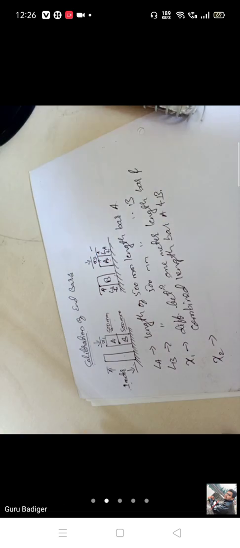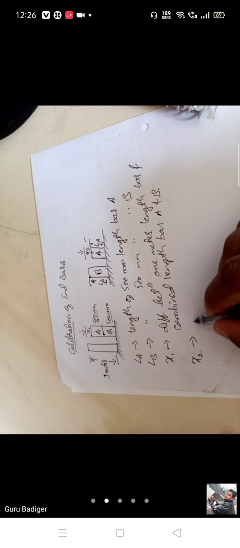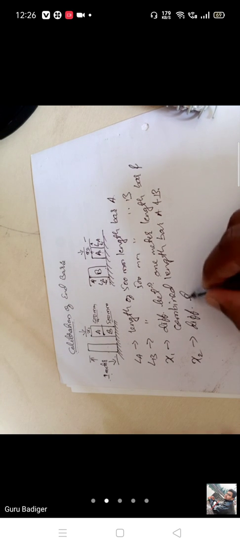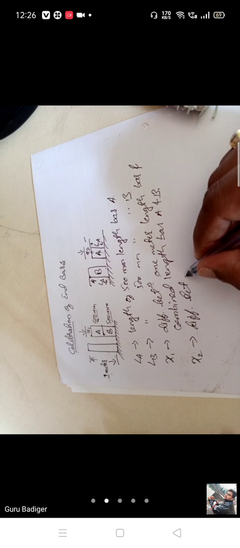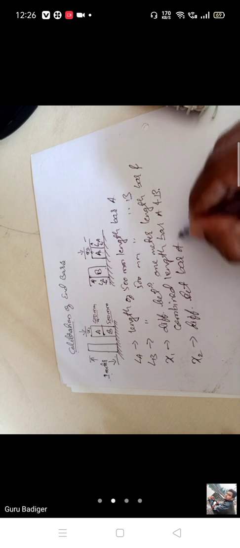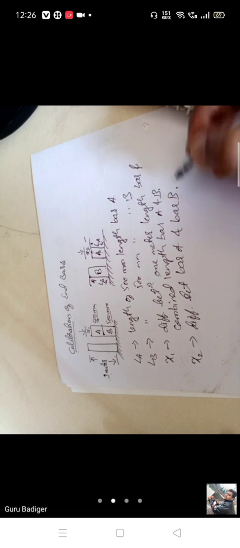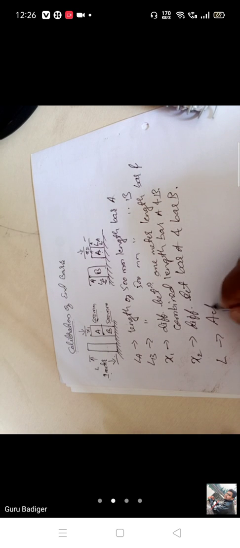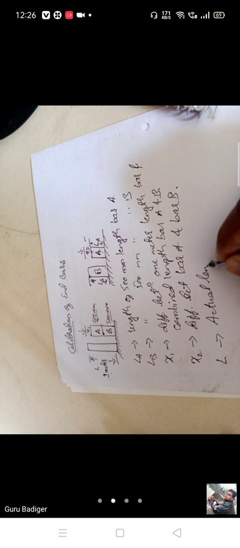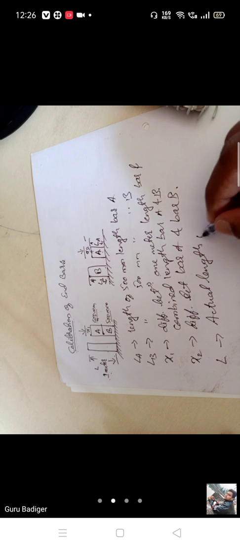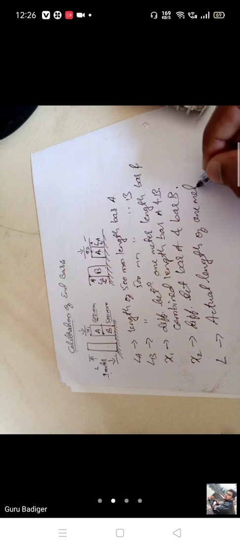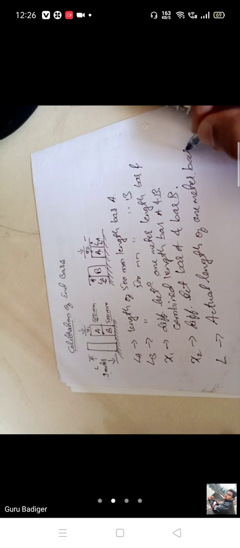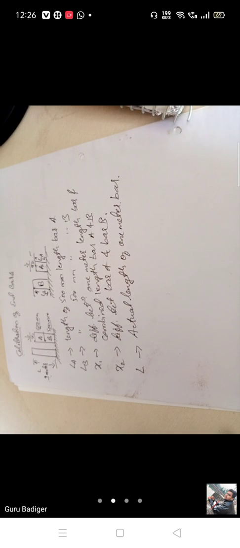And what is x2? x2 is nothing but the difference between bar A and bar B. Then what is L? This is L, that is the actual length of the 1 meter bar, right? This is clear. This is clear now.